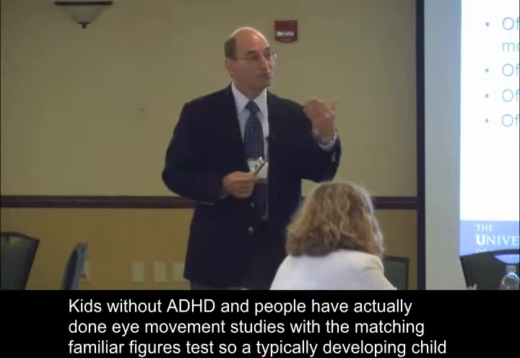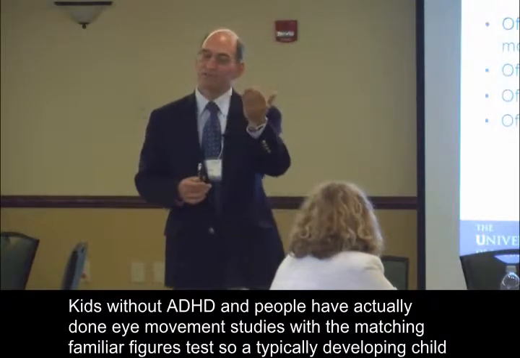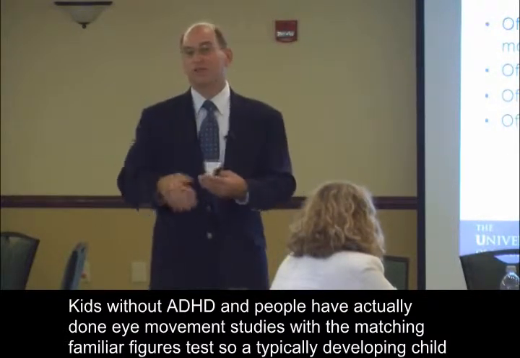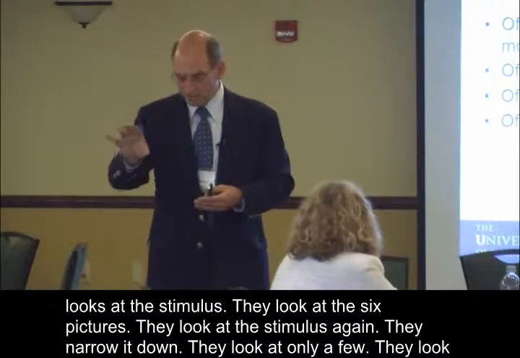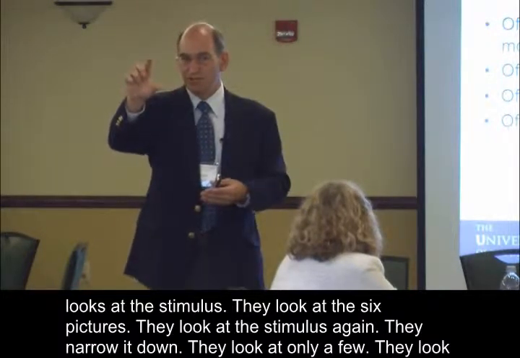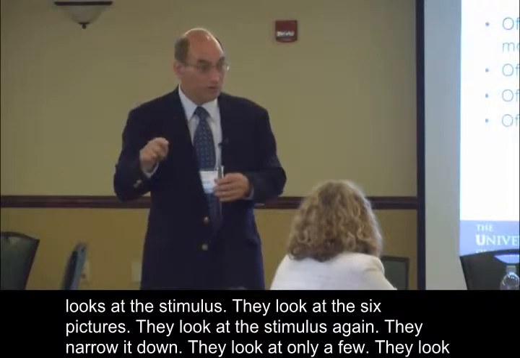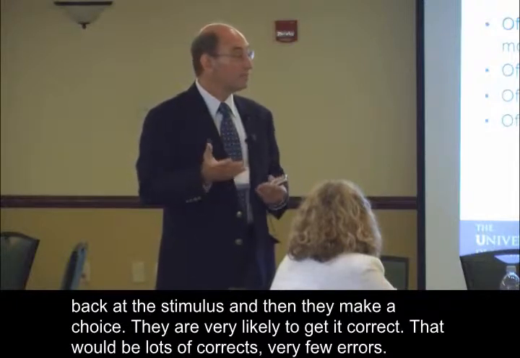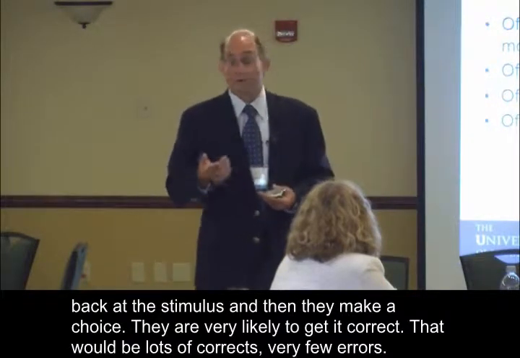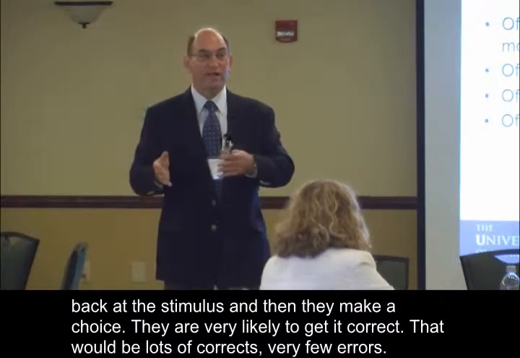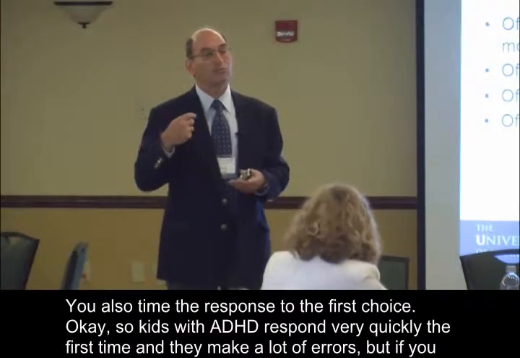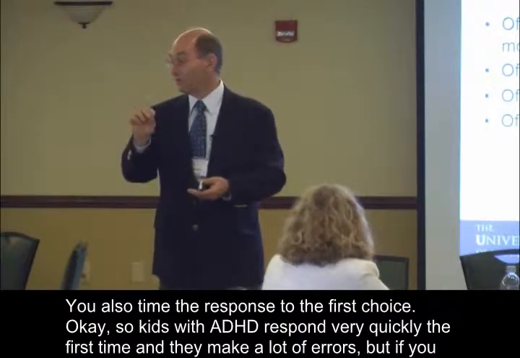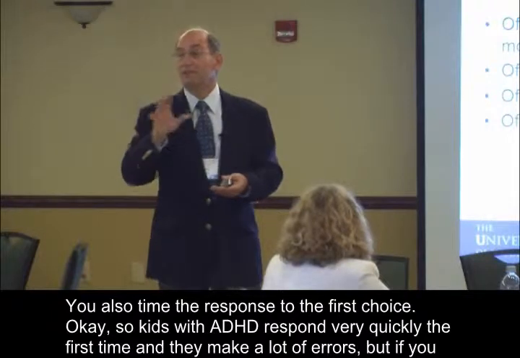But kids without ADHD, and people have actually done eye movement studies with the matching familiar figures test. A typically developing child looks at the stimulus, they look at the 6 pictures, they look at the stimulus again, they narrow it down, they look at only a few, they look back at the stimulus, and then they make a choice, and they're very likely to get it correct. So that would be lots of corrects, very few errors, and you also time the response to the first choice. Kids with ADHD respond very quickly the first time, and they make a lot of errors.